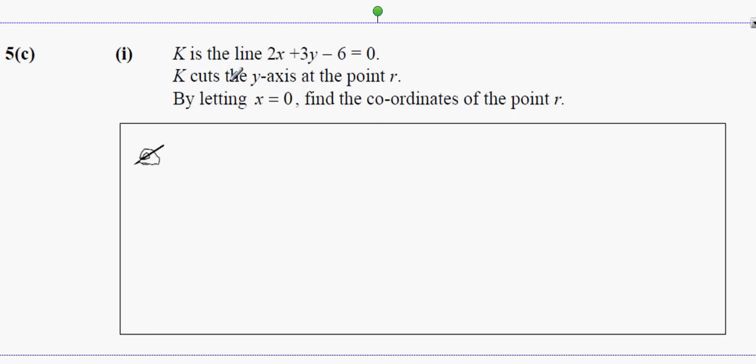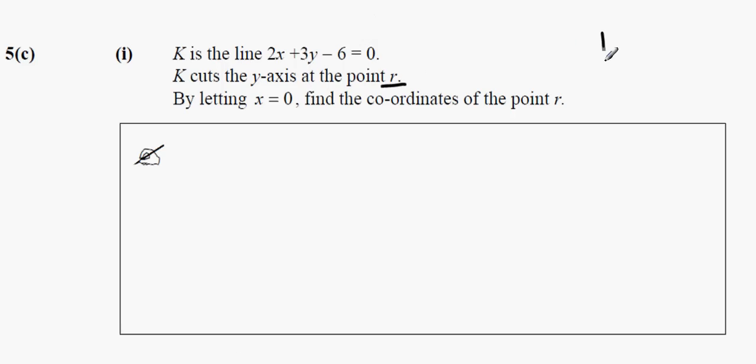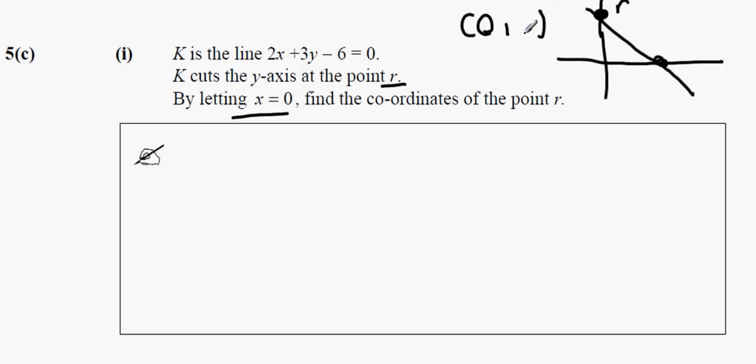K is the line 2x plus 3y minus 6 equals 0. K cuts the y-axis at point R. So if you imagine K, K starts up here somewhere, and then it comes downwards, and then it hits the y-axis at point R. This is point R here. So we gotta find out what is point R, and we're told that we can let x equal 0. So point R is represented by 0, and we have to find out what the y value should be.